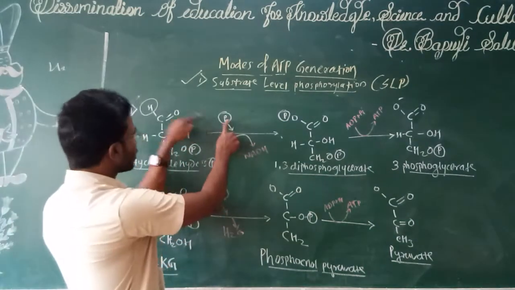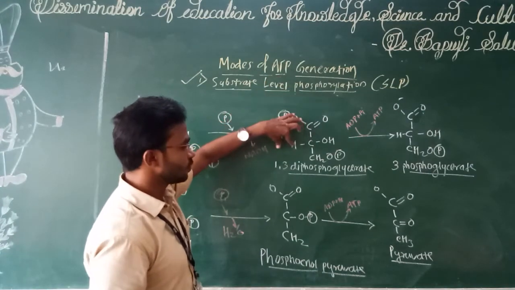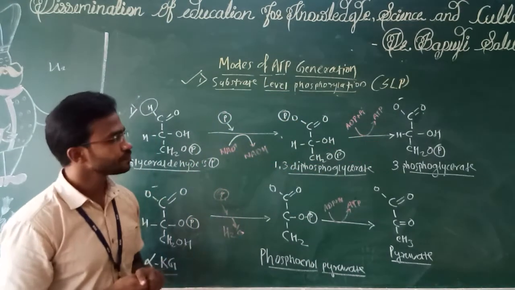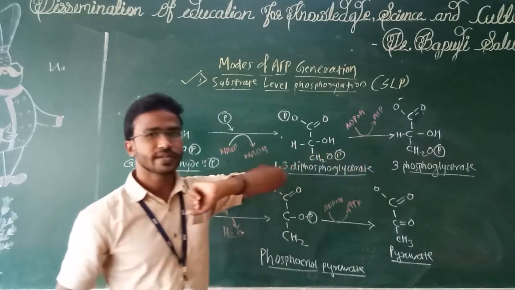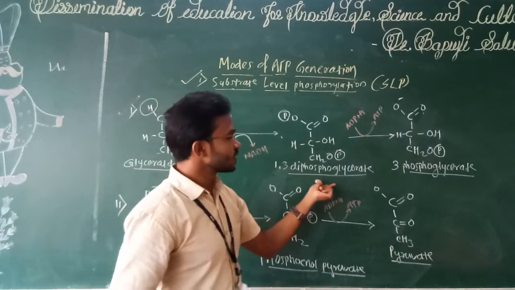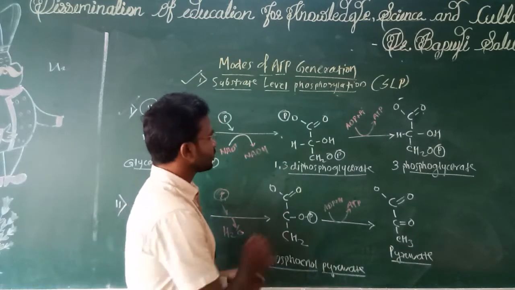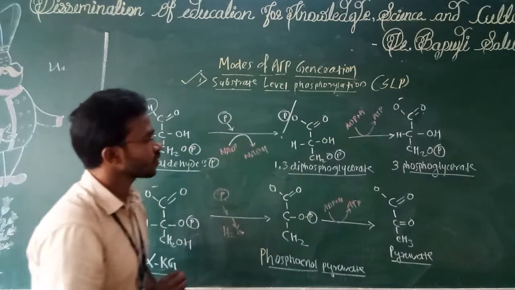1,3-diphosphoglycerate. Because already phosphate is there at third position. Now one more phosphate is added at first carbon at this position. That forms 1,3-diphosphoglycerate. Now this is the reaction where ATP is generated. Look at this. 1,3-diphosphoglycerate. In this reaction, this bond is broken down.